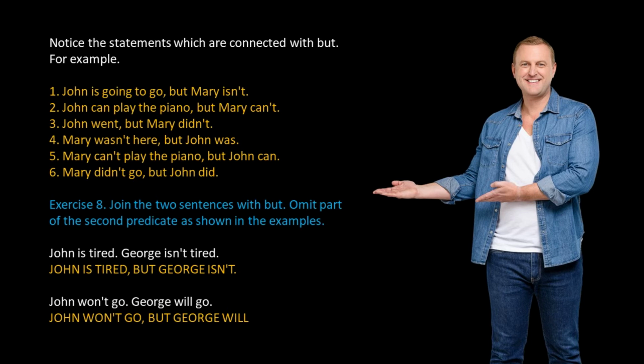Exercise 8. Join the two sentences with but. Omit part of the second predicate, as shown in the examples. John is tired. George isn't tired. John is tired, but George isn't. John won't go. George will go. John won't go, but George will. Now, please do the following exercise. You can pause your video until you finish the exercise.